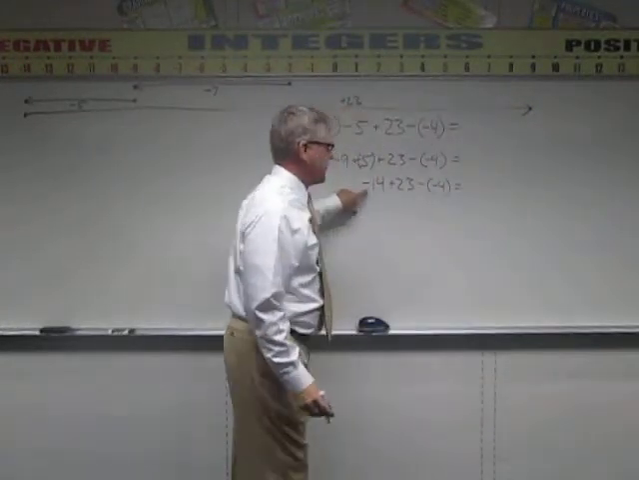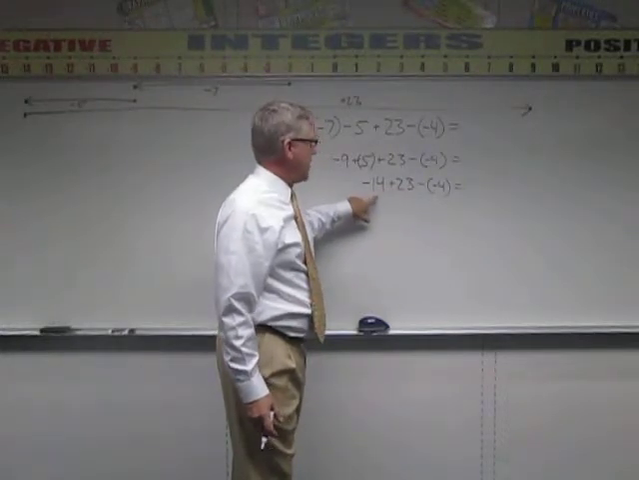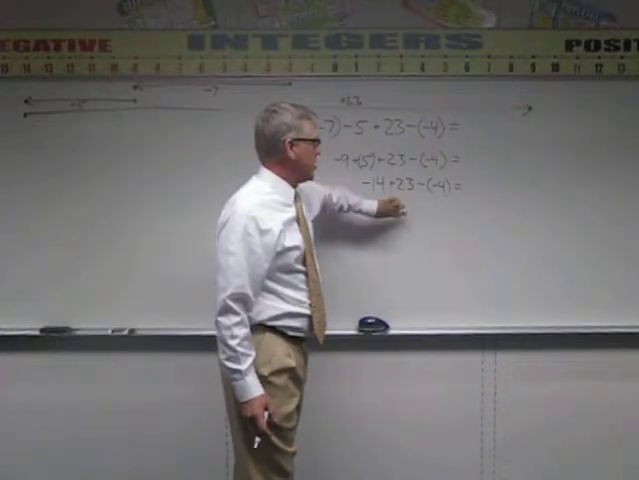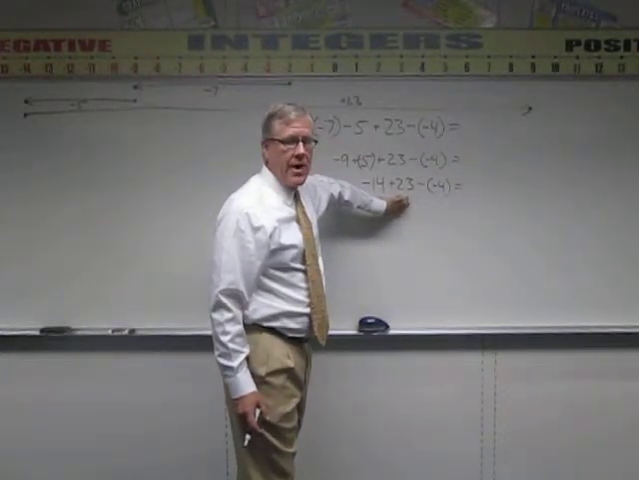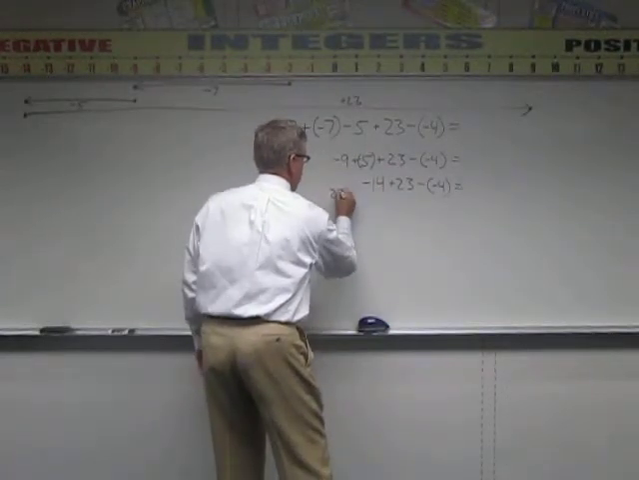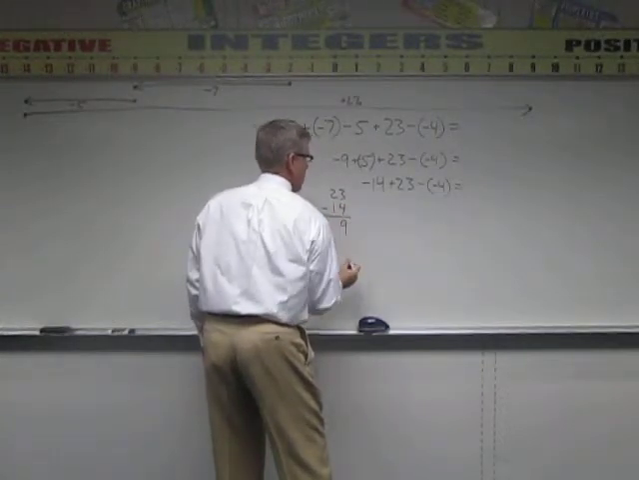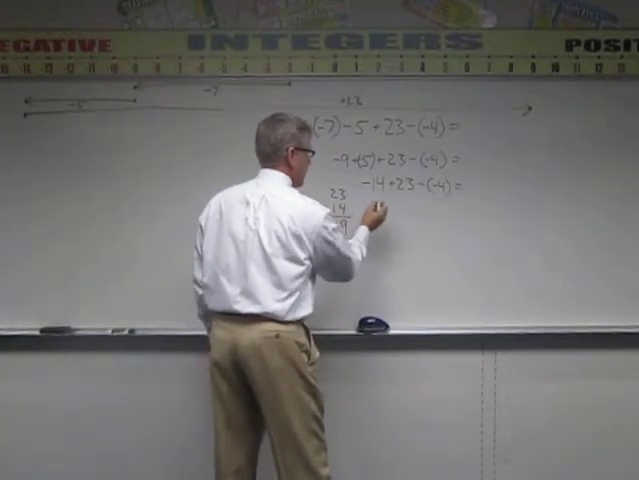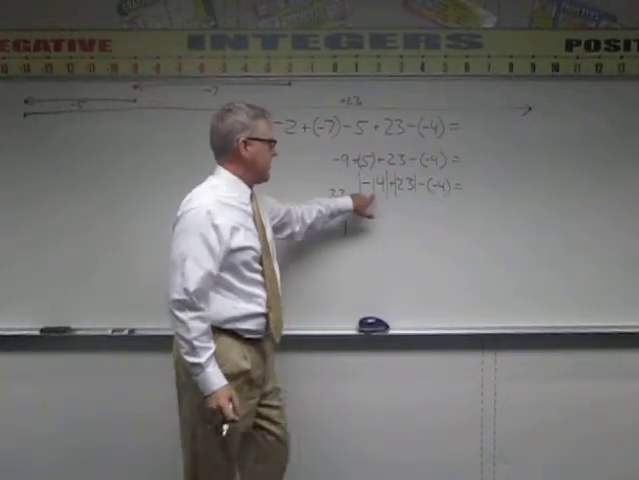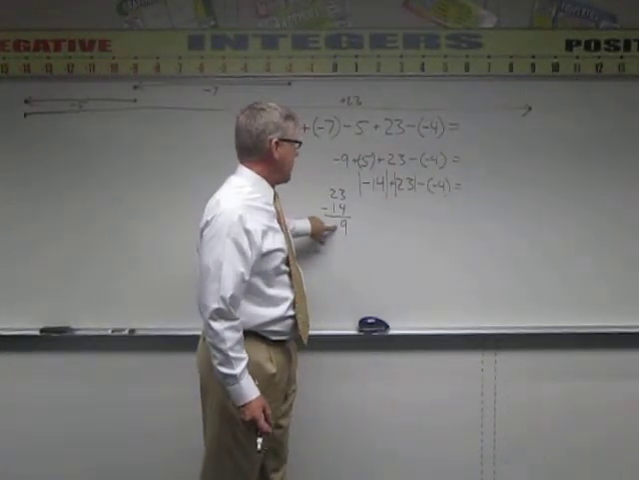An easy way to do that is figure the absolute value of these. Absolute value of 23 is 23. Absolute value of negative 14 is 14. This one has the bigger absolute value, so you know that these two added together are going to end up making a positive number. Okay? So we can do 23 minus 14 is 9. And we know our answer is going to be positive, because the absolute value here is greater than the absolute value there. So now we ended up with 9.